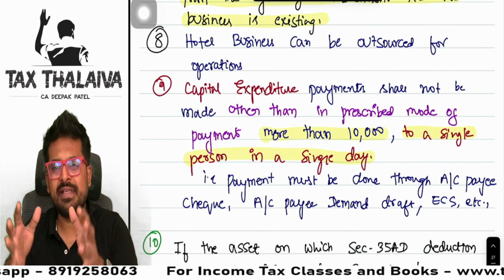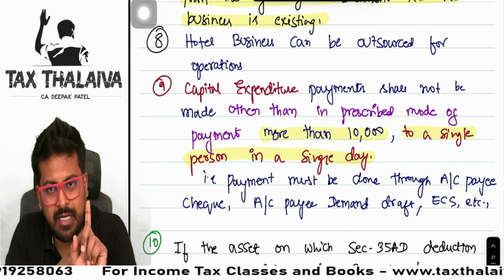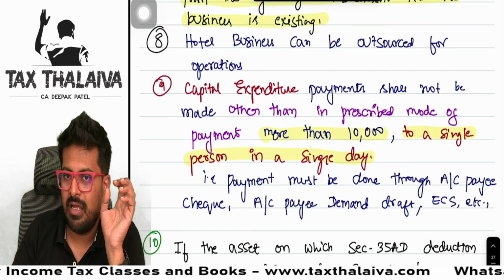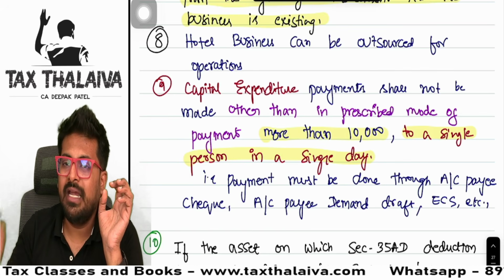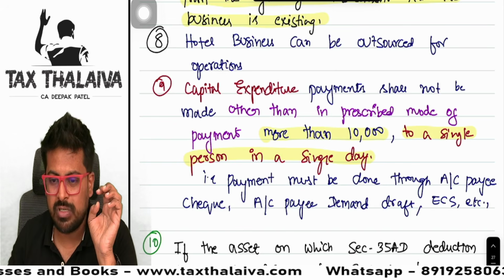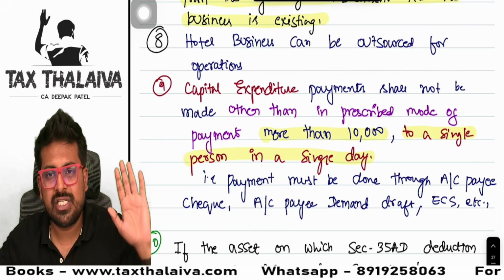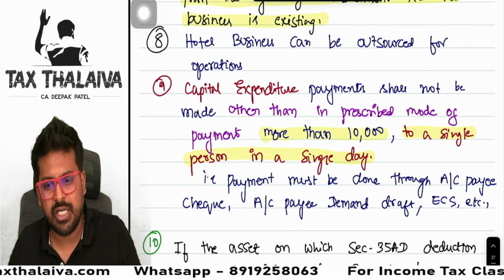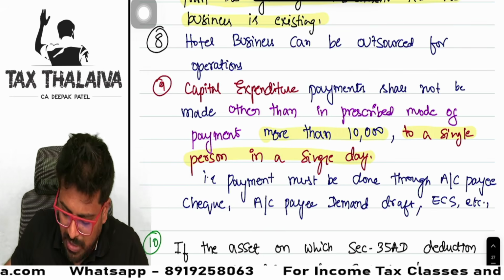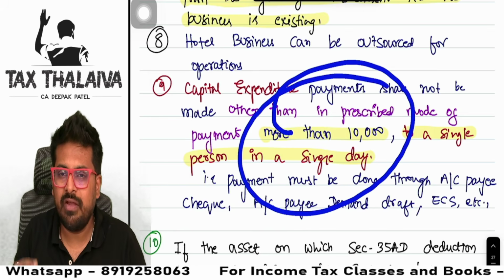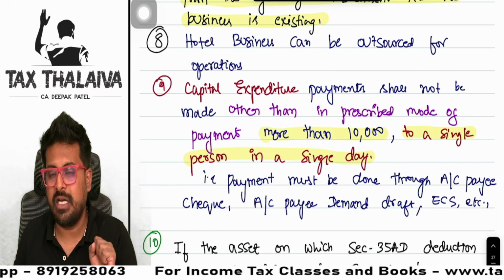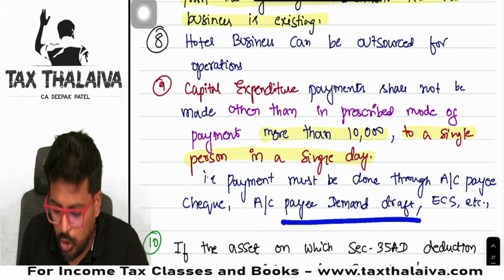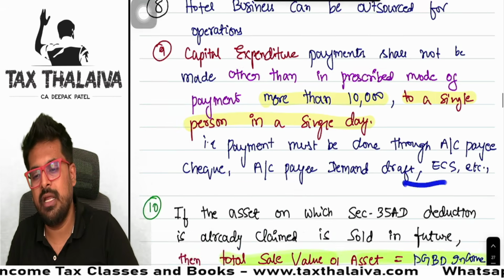Now, always remember, whenever you purchase an asset, if you make a payment of more than 10,000 to a single person in a single day for that asset in modes other than prescribed modes, that value, to the extent you paid in cash or other than prescribed modes, is not eligible for deduction or depreciation. The same provision is given here also. So whenever you make payment for the asset for which you want to claim 35AD, you have to pay through the prescribed modes only. What are the prescribed modes? Account payee cheque, account payee demand draft, and electronic clearing system.